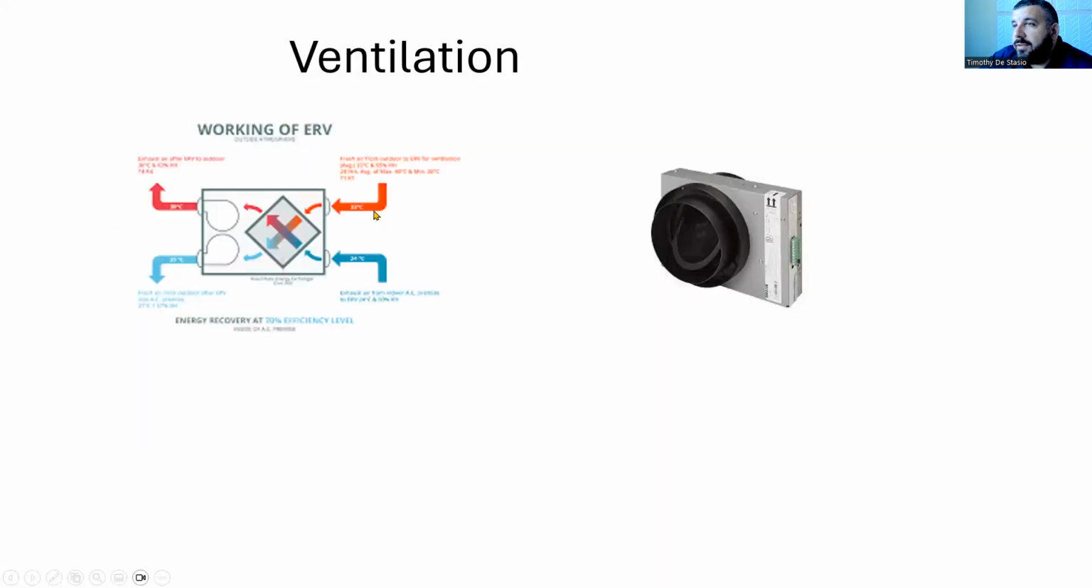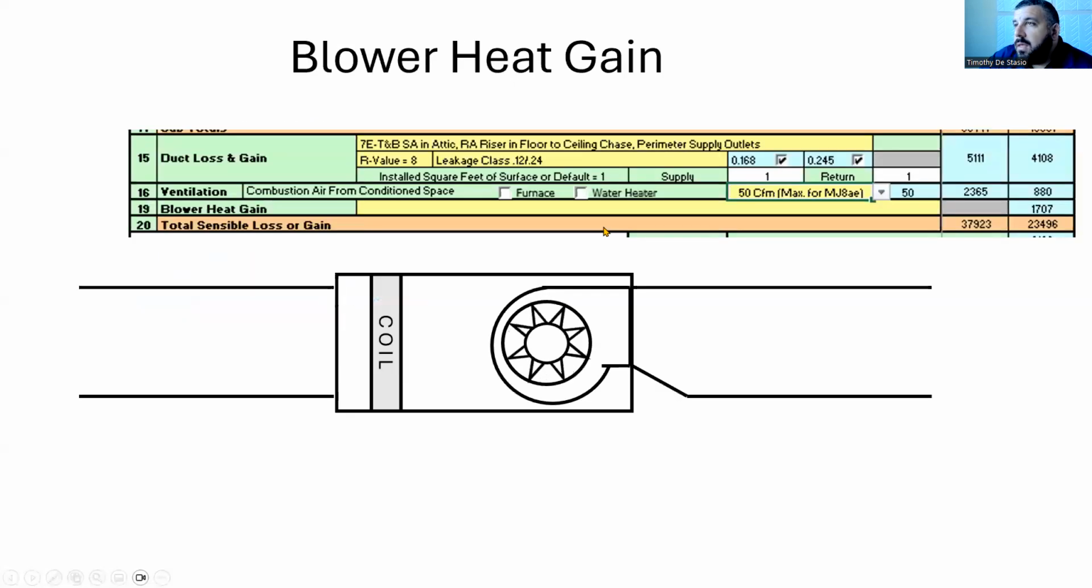Ventilation, knowing whether the house has an ERV or if they're just dumping outside air into the return plenum of the unit, that matters. Or whether there's no ventilation. That is a line item on Manual J. Your software is going to ask you for it. You've got to know that answer.